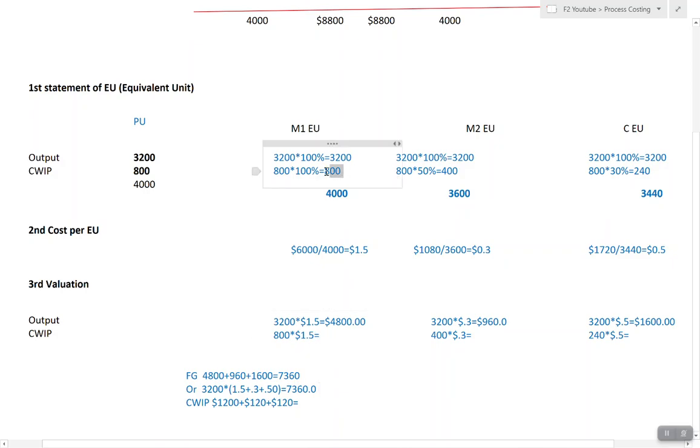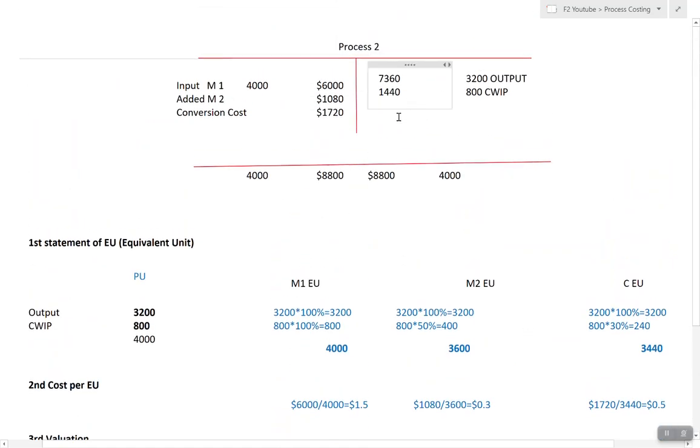800 units equivalent, 400 units equivalent, and 240 units equivalent. 1,200, 120, and 120, collectively 1,440, which means our answer was correct. So once you find closing work in progress, you can find the value of output. If you find the value of output, you can find the value of closing work in progress. Okay, let's continue.